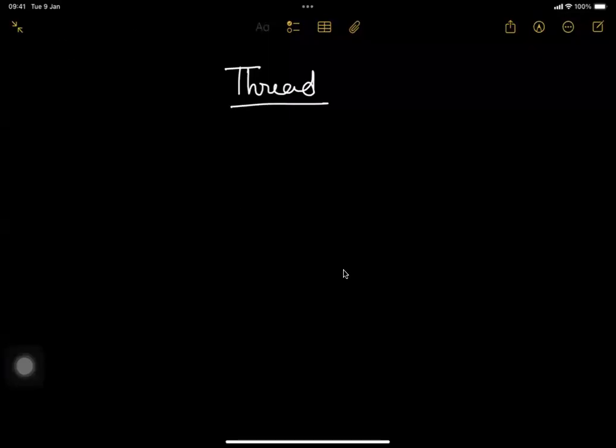You might have heard about multitasking, right? And multiprocessing, right? So before going to the thread, we have to understand two, three terms. The first term is multitasking, the second is multiprocessing, and the third one is multi-threading. And then we'll see what is process and what is thread and all.